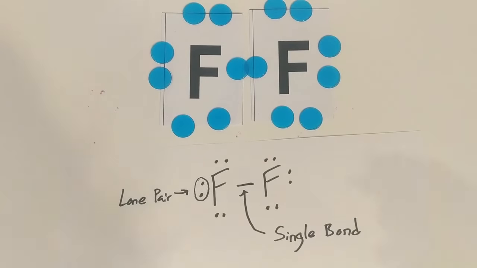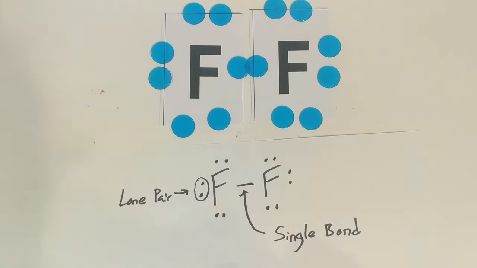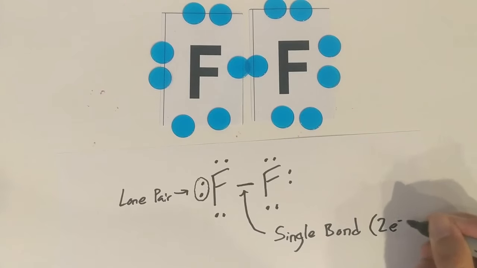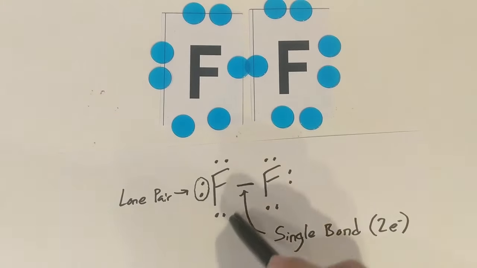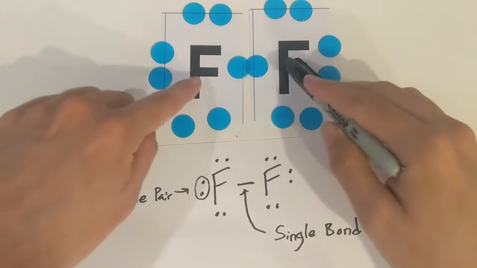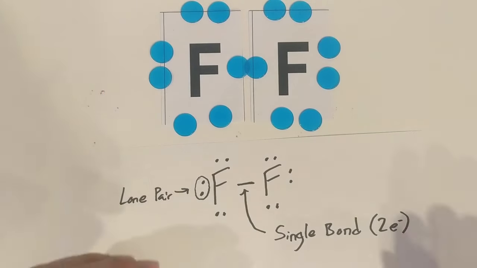In our single bond, you have to remember how many electrons are in each single bond. If you take a look up here, you can see 2 electrons are in our single bond. So I'm just going to write here 2 electrons, so we remember how many electrons it counts as when we are counting the electrons around each element. That would be a molecule of fluorine, 2 fluorine atoms covalently bonded. Let's do another example.